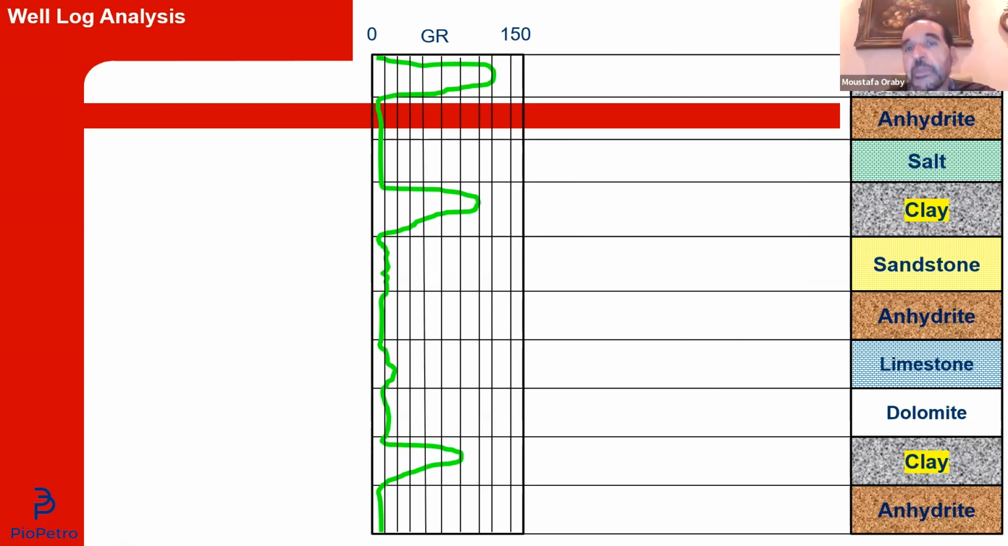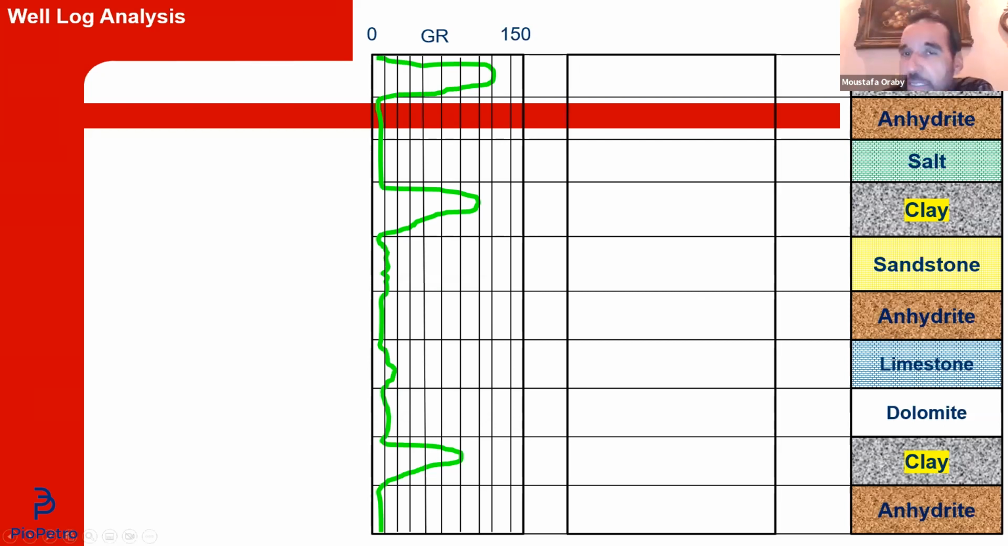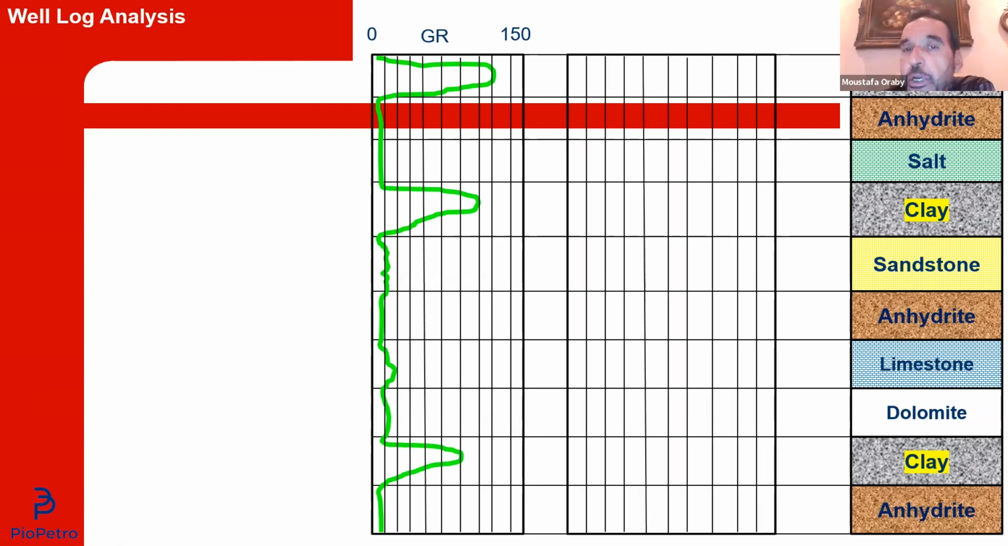Now, what are the expectations for the neutron and the density? Let's just draw the neutron and the density. First, I will go for the neutron. Neutron will go from 45 to -15, as we agreed before. Here is the zero porosity. So this is -15, and here is the zero porosity. Why am I putting the zero porosity? Because we need to find out what the reading of the neutron will be.